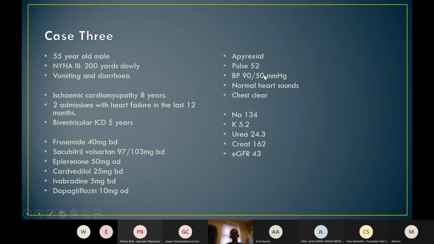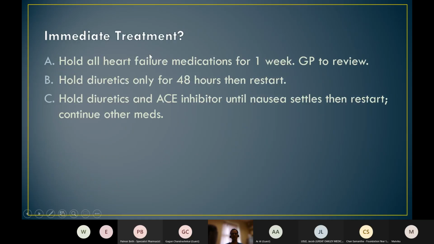If they are markedly hypotensive, they're feeling lightheaded and dizzy and blacking out, then they'll need to stop their heart failure drugs because they need the blood pressure to perfuse their brain and their kidneys, and they need to rehydrate. And it's a case of getting them restarted promptly. So you certainly don't want to choose A, because if you hold off all of his heart failure treatment for a week, chances are he'll be in hospital with heart failure.